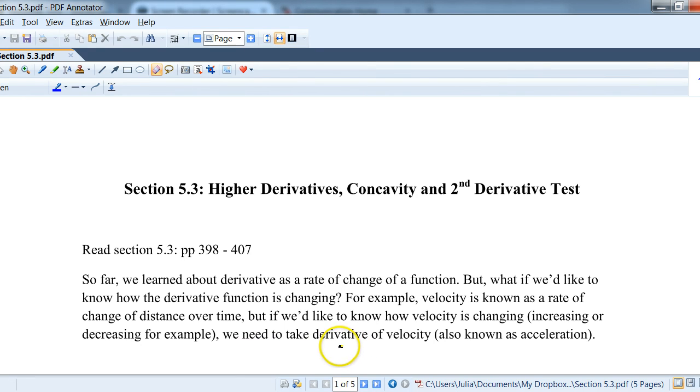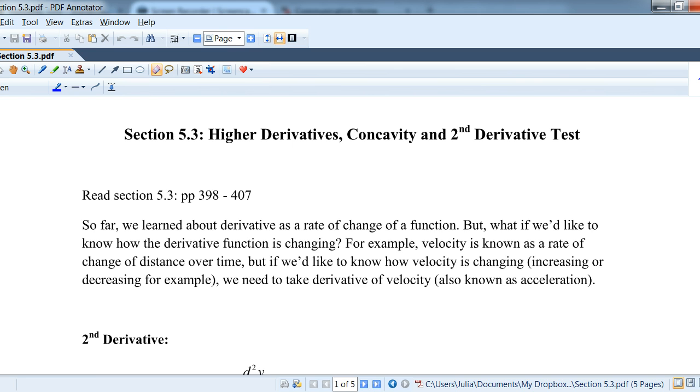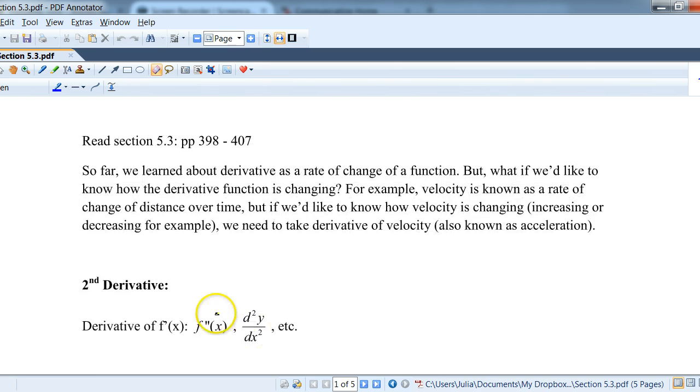So we may need to take derivative of the derivative, or in this case, derivative of velocity. It's also known as acceleration. So acceleration basically measures how the velocity is changing. So again, are we speeding up? Are we slowing down, etc.? So this brings us to second derivative, which is going to be very important for us as well. Second derivative means a lot about the original function and also the first derivative. It gives us a lot of information.